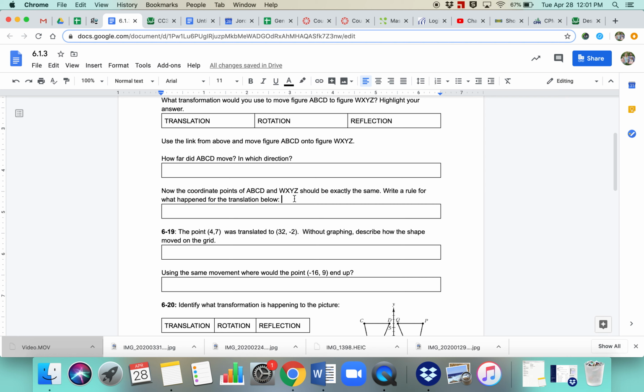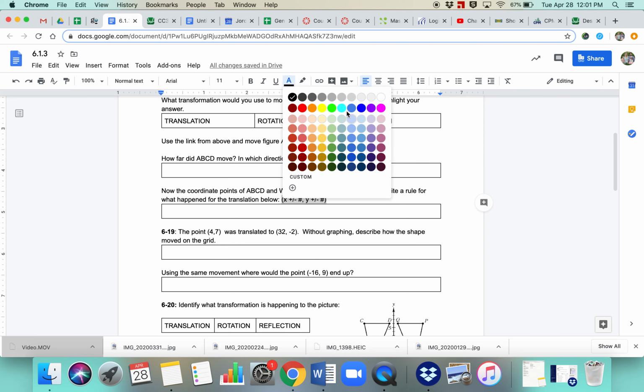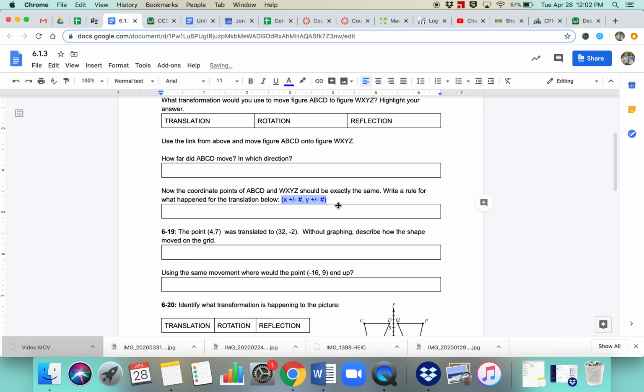So when you're writing the rules, you have X, and something is happening to X. In this case, it's either being added or subtracted to a number. Then, comma, Y is either being added or subtracted to a number. Something is happening to Y and X to make it move. If you're not moving Y, you don't put any plus or minus or any number. If you're not moving X, you're not plus or minusing or any other number. So this is how you identify a translation.